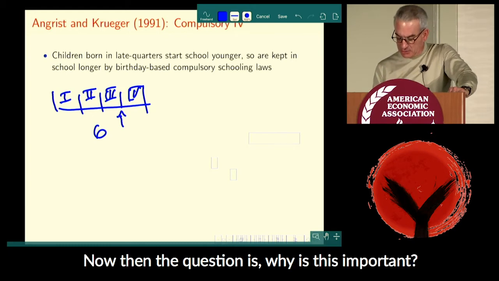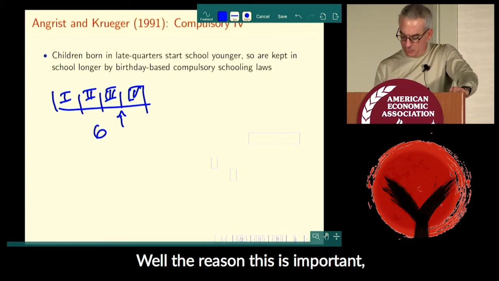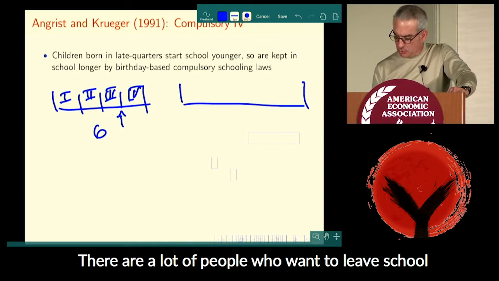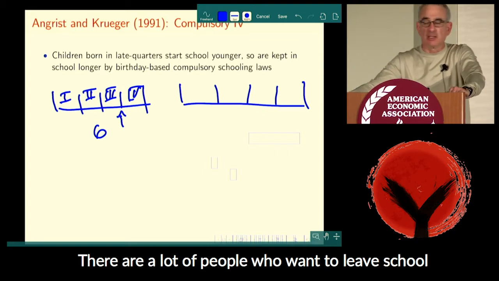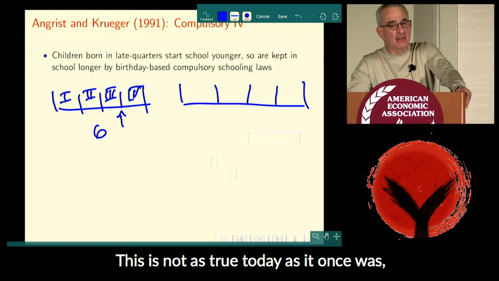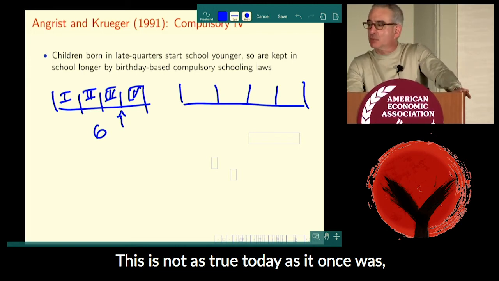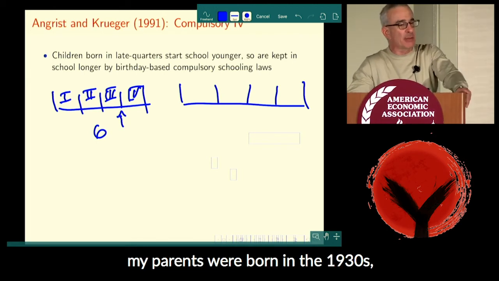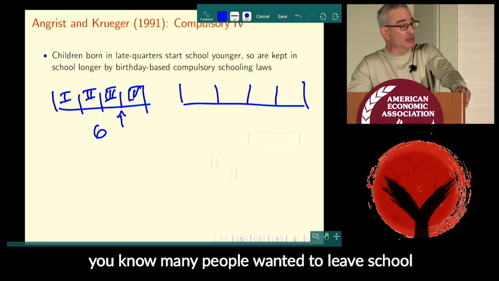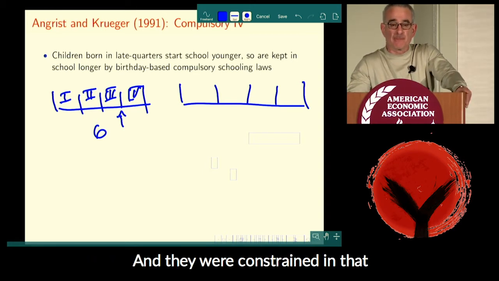Now then the question is, why is this important? Well, the reason this is important, maybe not as important today as it once was, is when can you leave school? There are a lot of people who want to leave school as soon as they can. I'm talking about high school. This is not as true today as it once was, but in my parents' generation, my parents were born in the 1930s, many people wanted to leave school and go to work, okay?